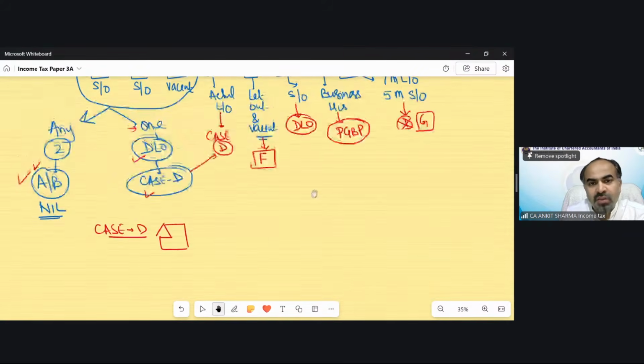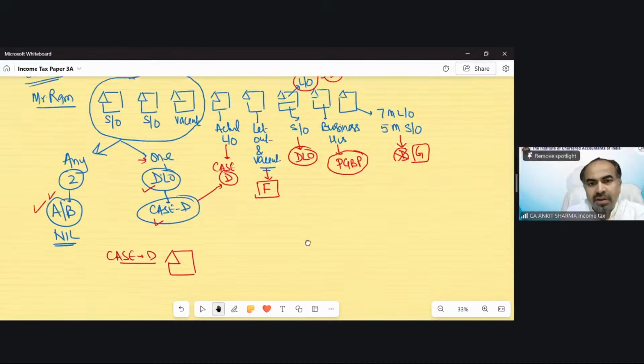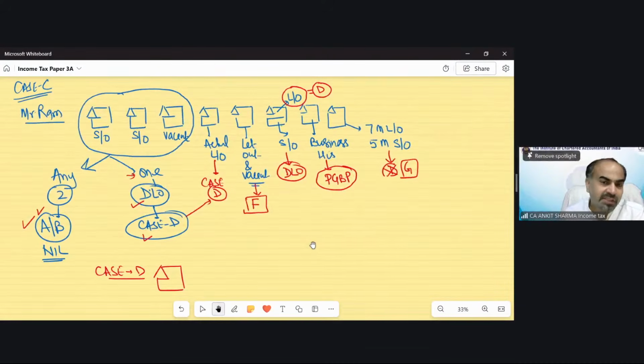So now we are moving on to our case number D. Case D covers those houses. Now, if I ask you by showing you this diagram again, can you tell me which cases or what kind of situations would fall under case number D? What kind of houses, what kind of question do I need to solve as per case number D?